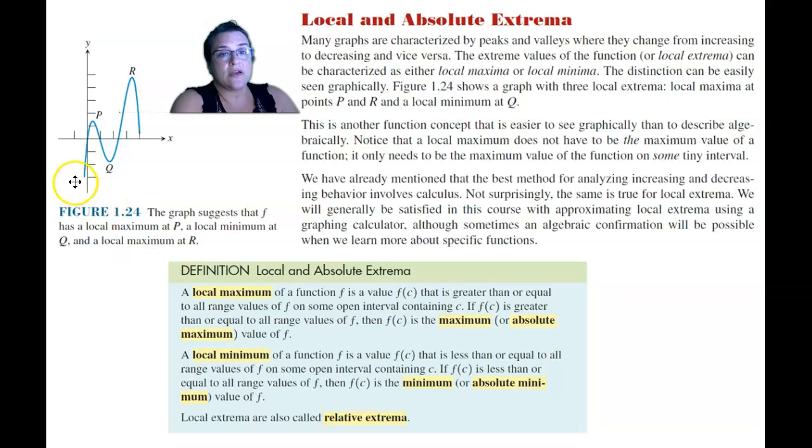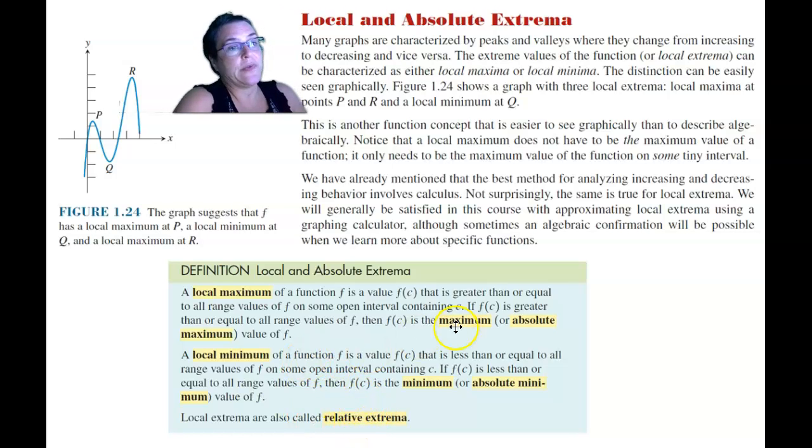So the Q here is a local minimum, right, because it is a low point, but it is not the absolute lowest point. So it's not an absolute minimum, it's just a relative or local minimum. And you can see down at the bottom, local extrema are also called relative extrema. So those are synonyms. You can call it a local minimum or maximum or a relative minimum or maximum.